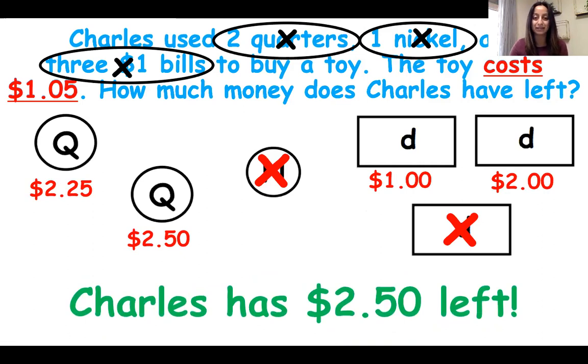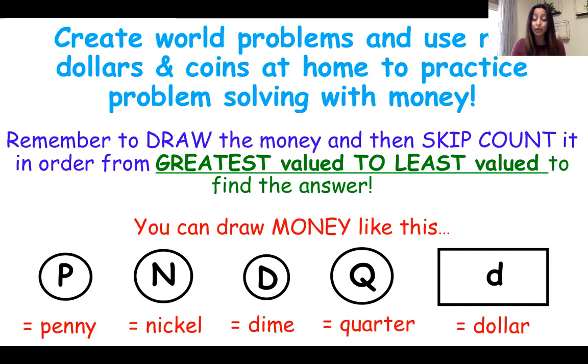Awesome job, friends. So when you're at home, create word problems and use real dollars and coins at home to practice problem solving with money. If you don't have real coins, you can always draw money the way that it's shown here on this screen, or you can even draw money and cut it out so you'll actually have paper money to work with. No matter what though, make sure that underneath each coin, you're writing how you're counting to find the total value. Use your mommies and daddies and brothers and sisters in your problems.